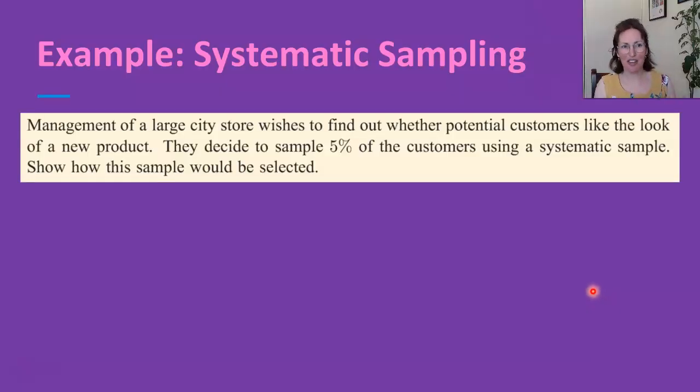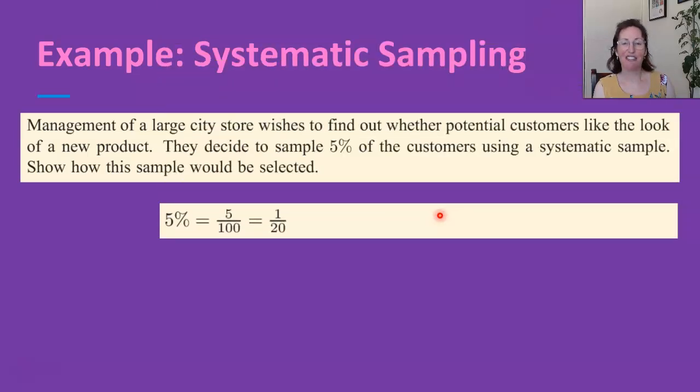So what's an example of that? So let's imagine that management of a large city store, they wish to find out whether potential customers like the look of a new product. So they need to ask some customers. They decide to sample 5% of the customers using a systematic sample. Now, how would they select that?